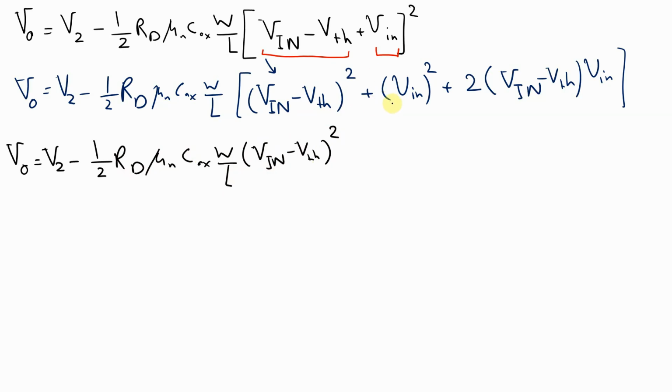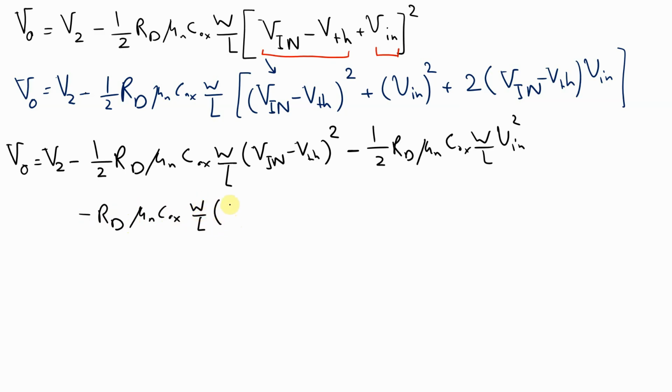Now about the other term here, minus 1 divided by 2 RD mu n C oxide W over L times Vn to the power of 2, and the last term here, 1 divided by 2 times 2 is 1, and here we just have this minus in here, so the last term would be minus RD mu n C oxide W over L times V in minus V threshold times V in.